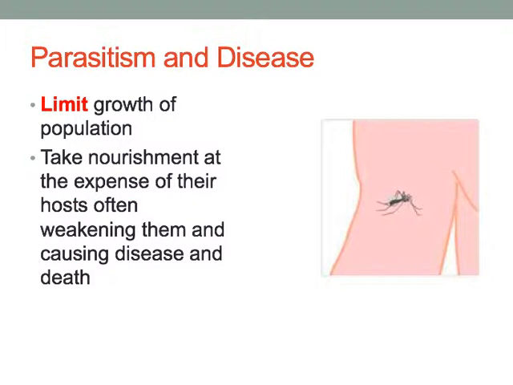Then we have parasitism and disease. Remember, these are all density-dependent factors. So disease is going to limit the growth of population. The denser the population is, the more likelihood that disease is going to be passed on within that population. So this is definitely a density-dependent factor.